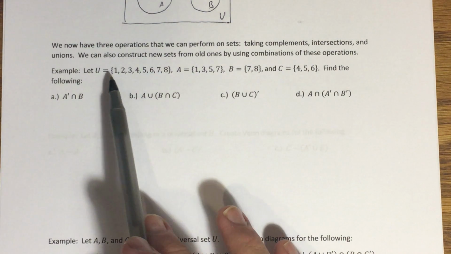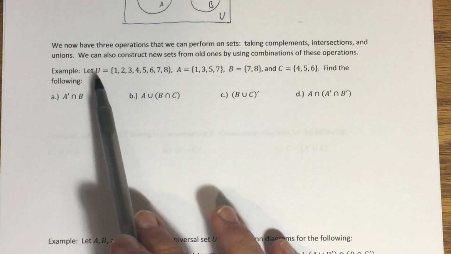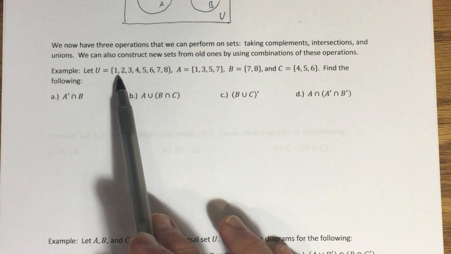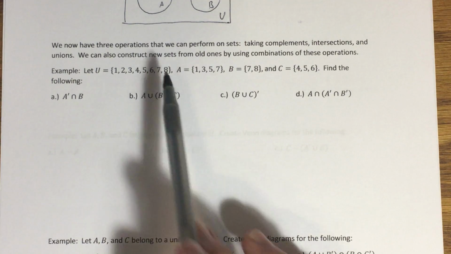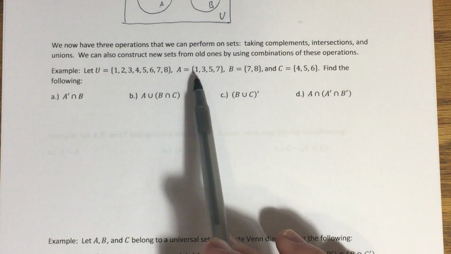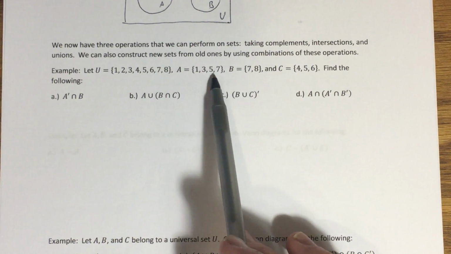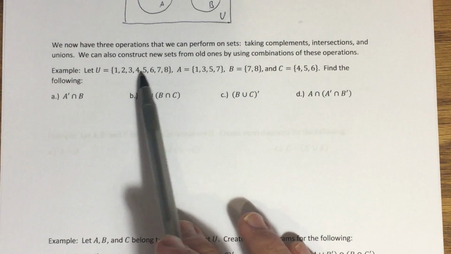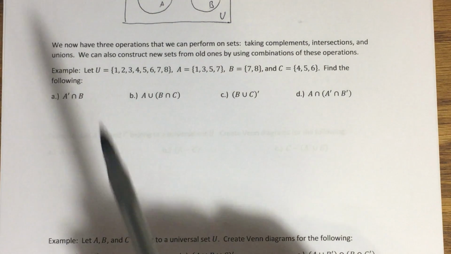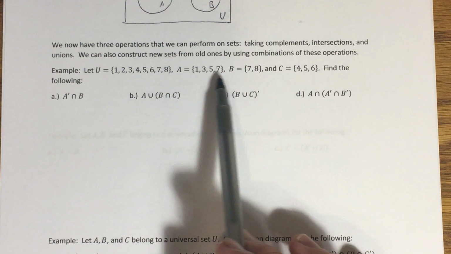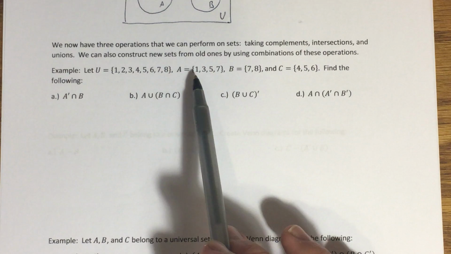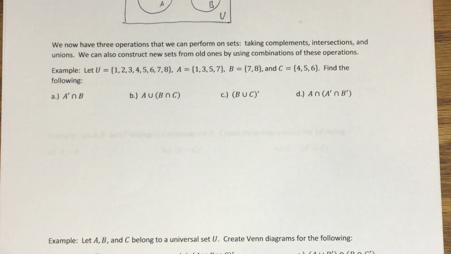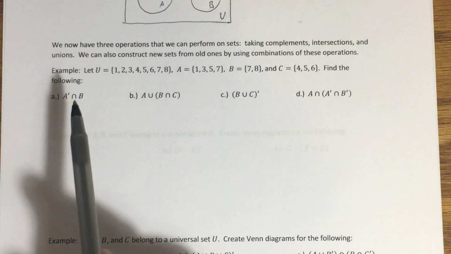In this case, the universe that we're looking at, U, is the set of integers from 1 through 8. A, B, and C are given here. These all contain some subset of elements from U, because that's the universe. I want to look at different ways that I can combine the sets A, B, and C using these operations we've defined. So let's start with this one.